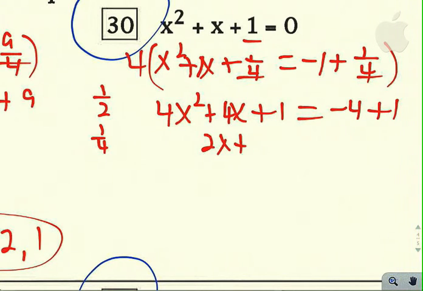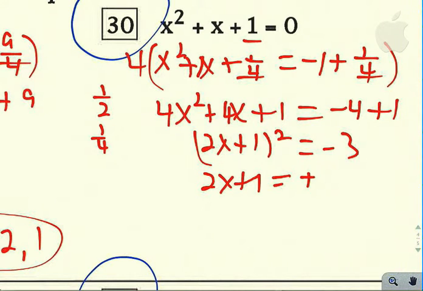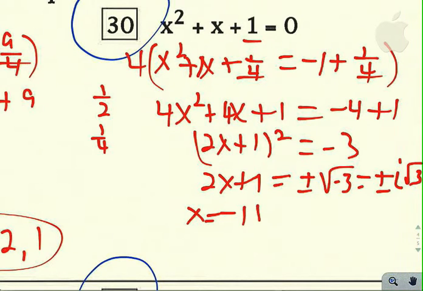So we have 2x plus 1 quantity squared equals minus 3. And 2x plus 1 then would equal plus or minus the square root of negative 3, which is plus or minus i square root of 3. Solve for x. So x would equal minus 1 plus or minus i square root of 3 all over 2.